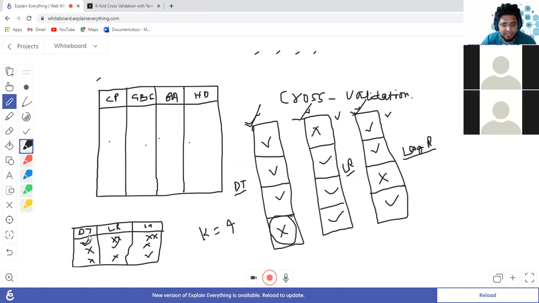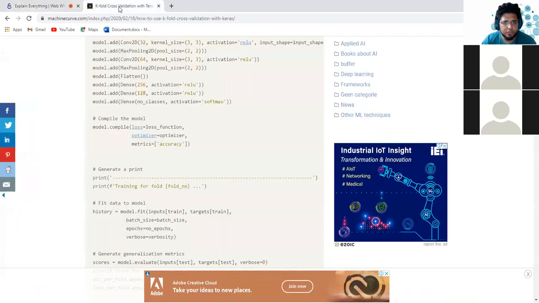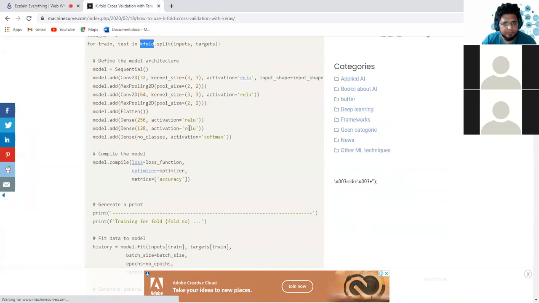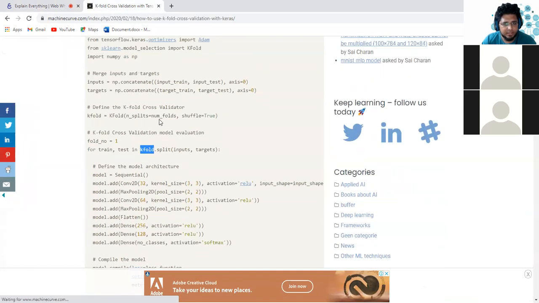So what happens ultimately at the end, the average is taken out, and whichever model in totality, in average, is better, that model is actually selected as the best model to be used for this particular data set. So this is called k-fold cross-validation in TensorFlow. So you can see here how it first defines a k-fold, and then it gives the k-fold the inputs and the targets.